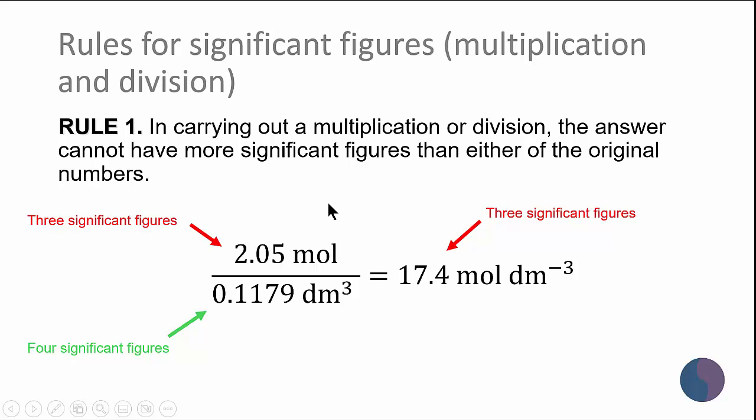So all you do to work out the number of sig figs, if you're only multiplying and dividing, is work out what your worst data value is, and then make sure your final answer only has the worst data value. And so this one here, it's got 4 sig figs. This one's only got 3. And so your final answer can only have 3 sig figs. So you need to round off to 3 sig figs.